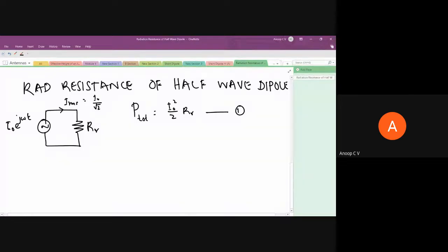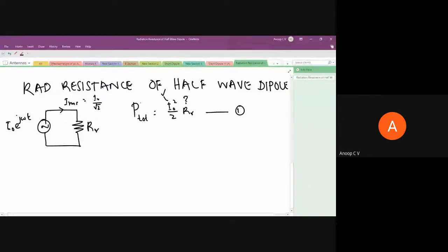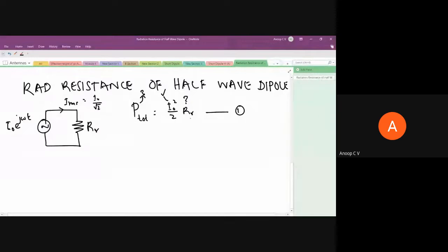Now this RR is what we have to find out. I naught we know already. If somehow we can measure the total power, I can actually find out RR. Only one unknown, one equation. That is what we are going to do. So to find total power, we can make use of the power theorem.